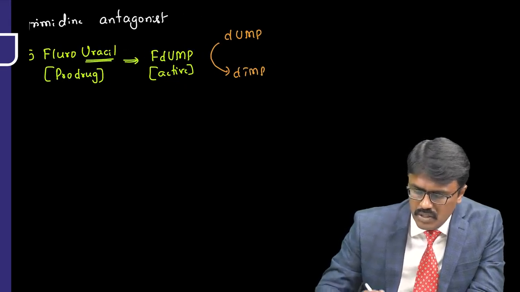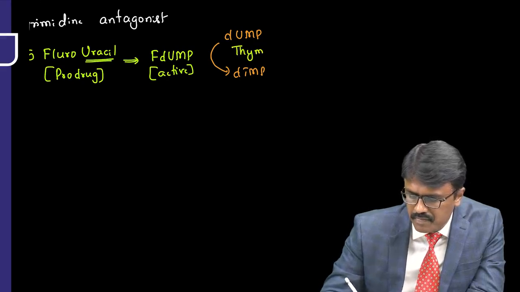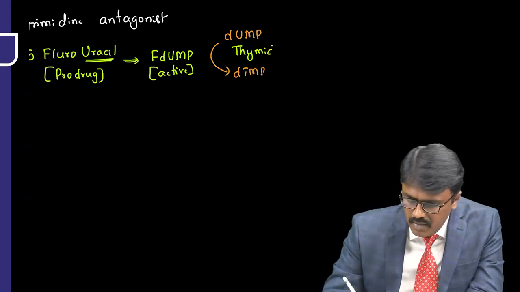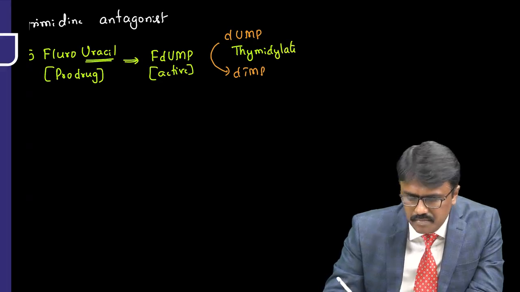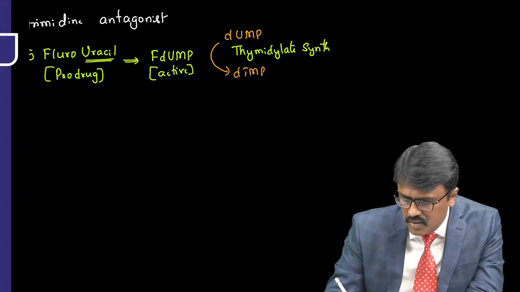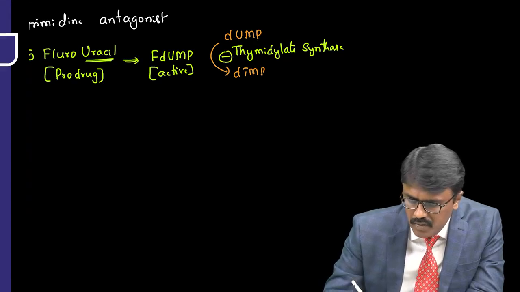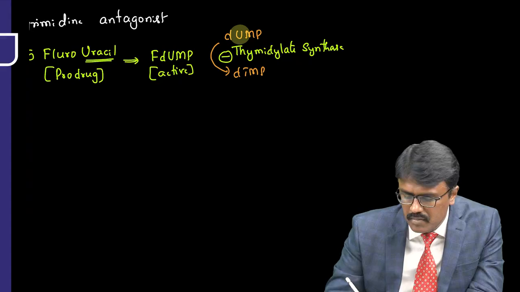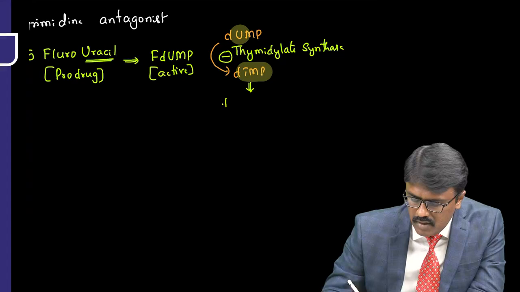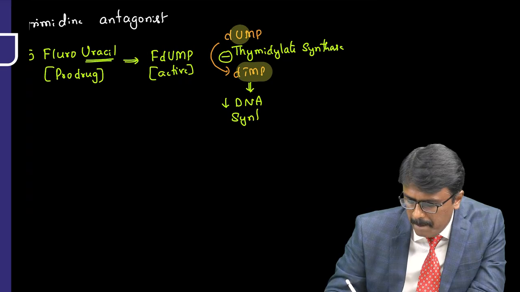Now tell me, which enzyme is responsible for this? The enzyme is called thymidylate synthase. So this is the enzyme inhibited, and if that enzyme is inhibited, uridine monophosphate will not become thymidine monophosphate. Now if that is not synthesized, the DNA will not get synthesized, so there is a decrease in DNA synthesis.